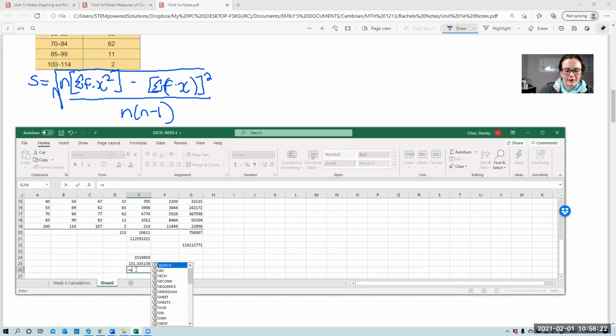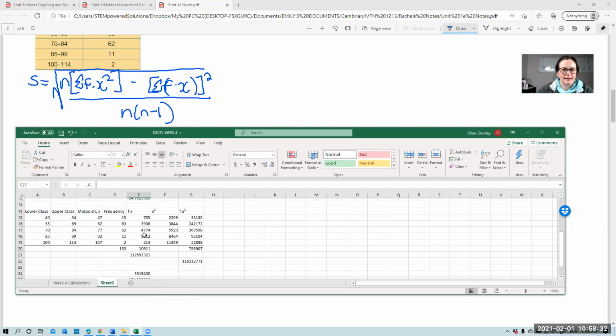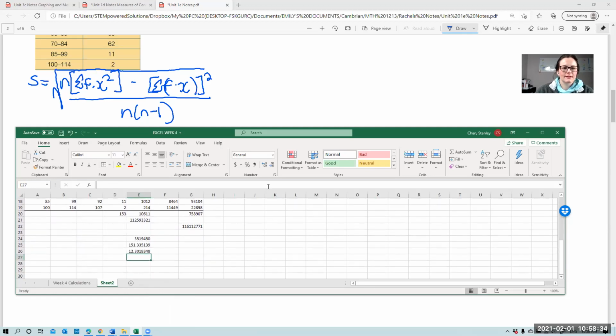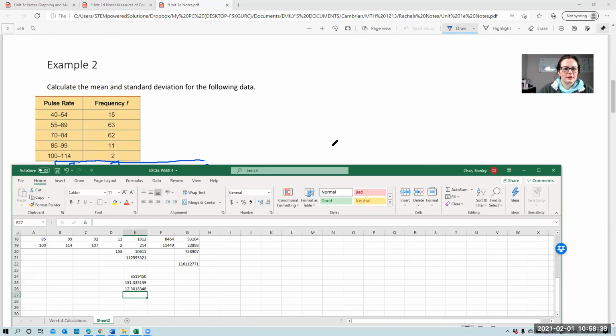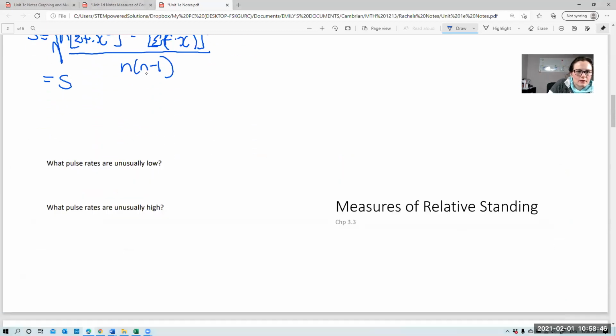And then I'm just going to find the square root of the above value, 151. So 12.3 is what I'm getting as the standard deviation for this table. So the standard deviation is equal to 12.3.